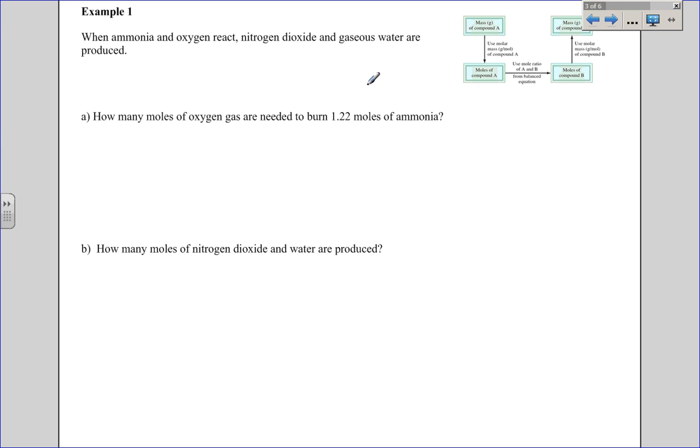So let's look at an example where we just study the mole ratio and how to apply it. We have a scenario where we have ammonia and oxygen reacting. So ammonia is NH3 and we're going to react that with oxygen. And we're told that nitrogen dioxide and gaseous water are produced. Now this is our skeleton equation, but we need to balance this in order to proceed.